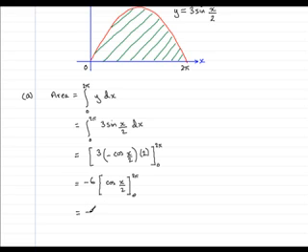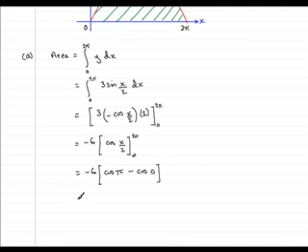So we have minus 6, and then putting the 2 pi in for the x, we've got the cos of 2 pi over 2, and 2 pi over 2 is the same as pi. Then minus the cos, and then we're putting the 0 in for x. 0 divided by 2 is 0, so it's the cos of 0. Close that off.